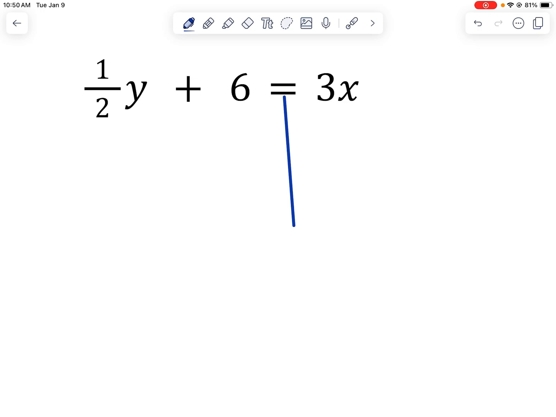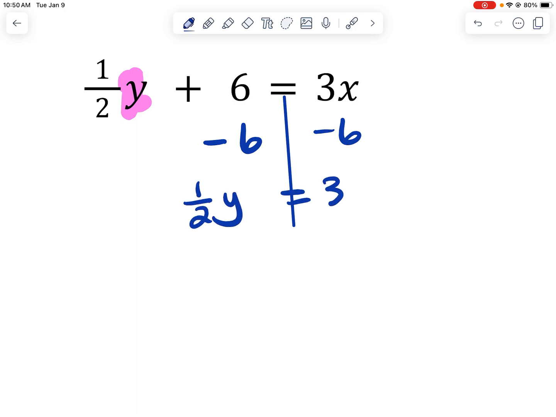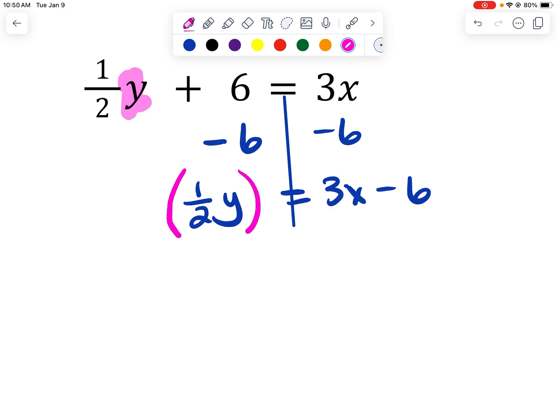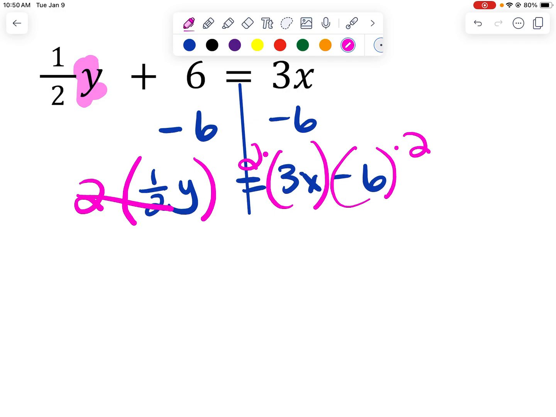So I have a constant sitting next to the y. We're wanting the y to be by itself. So the opposite of a 6 is a negative 6, so I'm going to subtract that to the other side. I get 1/2 y equals 3x minus 6. How do I get rid of that fraction? I multiply by the denominator, which is 2. And I'm going to multiply everything by that denominator. When I do that, that cancels. I'm left with y equals 6x minus 12.